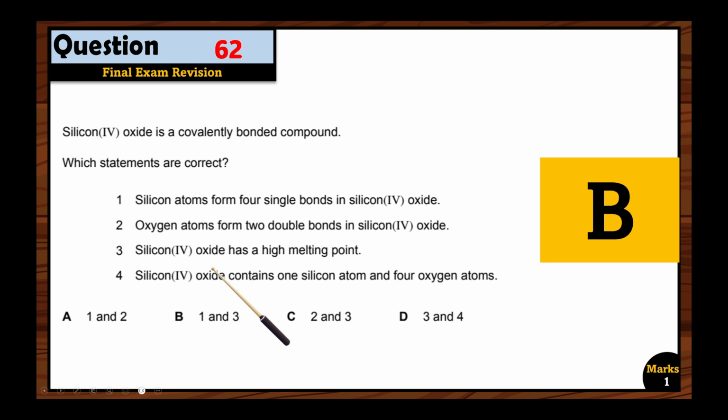Why not 4? Because they are not asking about the bond. They are saying that it contains. So contain and bonding are different things. If they said silicon oxide has the bonding of 1 silicon atom with 4 oxygen atoms, then it was right. But they are saying that silicon oxide contains 1 silicon atom and 4 oxygen atoms. That is wrong, because there is 1 silicon and 2 oxygen in the formula SiO2, right? So that's also wrong. So only option 1 and 3 is right.